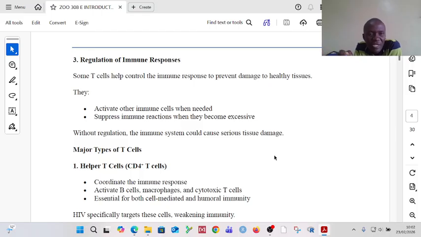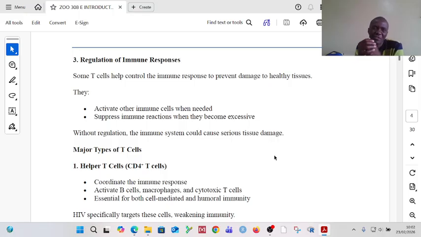Okay? Ni kama unapika kitu. Ukitaka kuongeza moto, inakuongezea. Ukitaka kupunguza, inapunguza. Okay? Because when it is needed that the immune system should be activated more, these T cells do that. When it's needed that the immune response, the immune reaction has to be suppressed, ipunguzwe, again, these T cells do that.